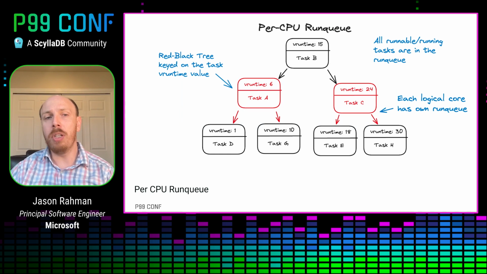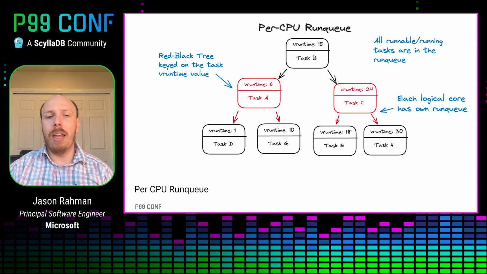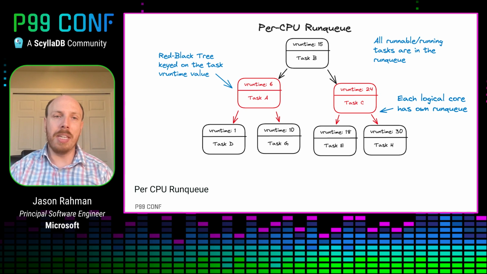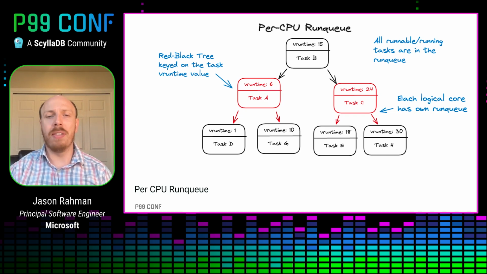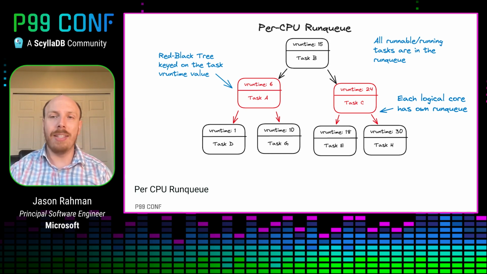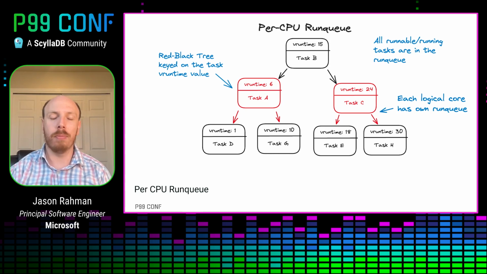Linux has a per-CPU run queue. And this is modeled as a red-black tree. Every task or thread in the system has an entry in the red-black tree with its so-called vruntime as the key. So the vruntime is a measurement of how much runtime that thread has had. And the idea is that the kernel scheduler wants to take the leftmost task in this red-black tree and run that task. Now, each logical core has its own run queue, and only runnable tasks sit in the run queue.